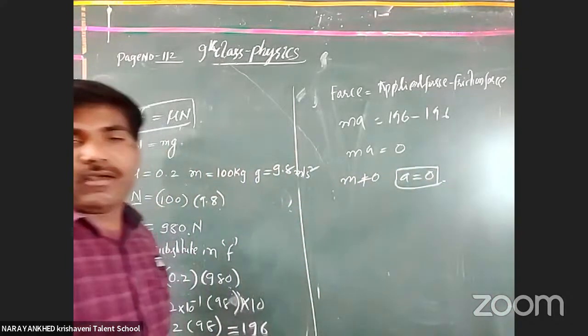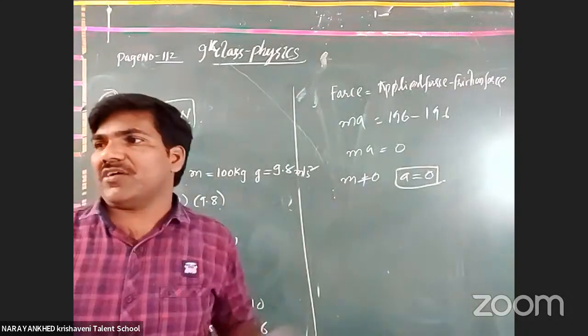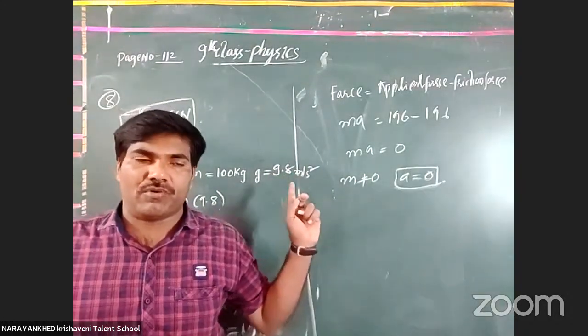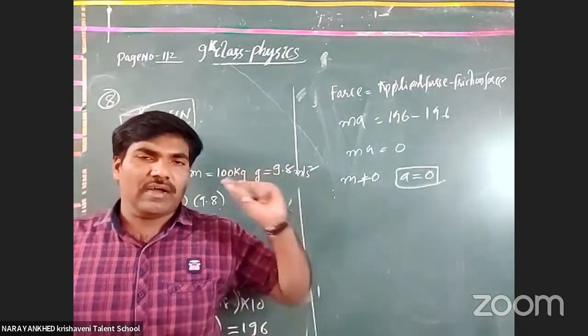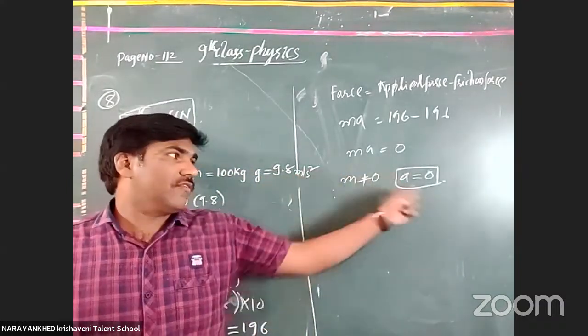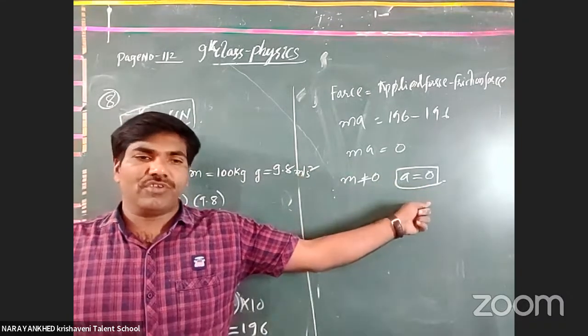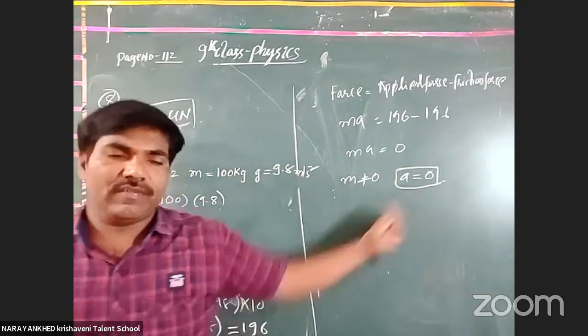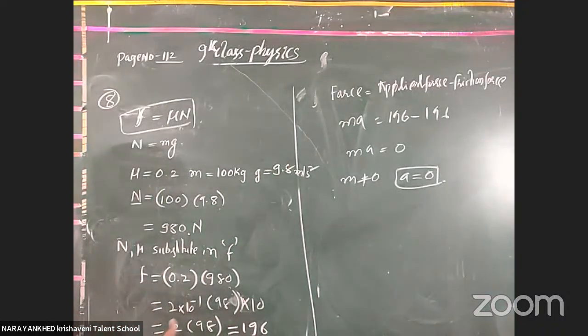Got it or not? I hope you got it here. Why is M not equal to 0? Mass never becomes 0. Mass should, at last, have some value. Here 100 kgs they already gave. That's why A is equal to 0. Understood, all of you?